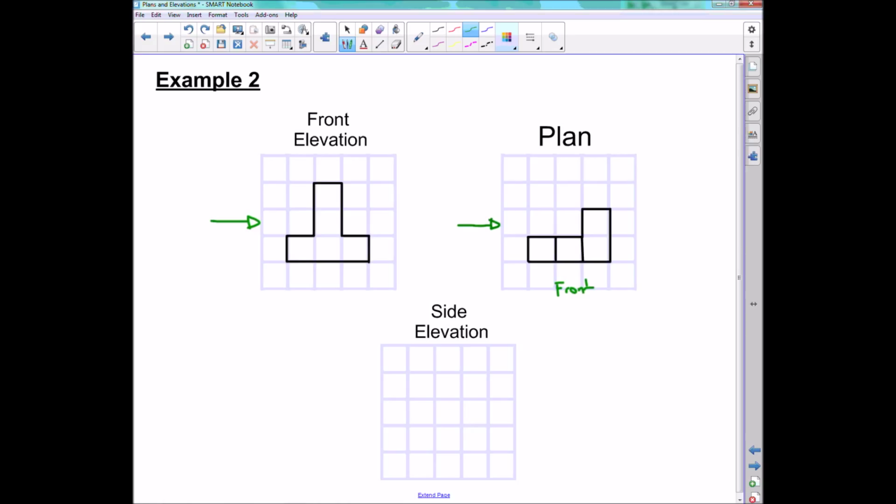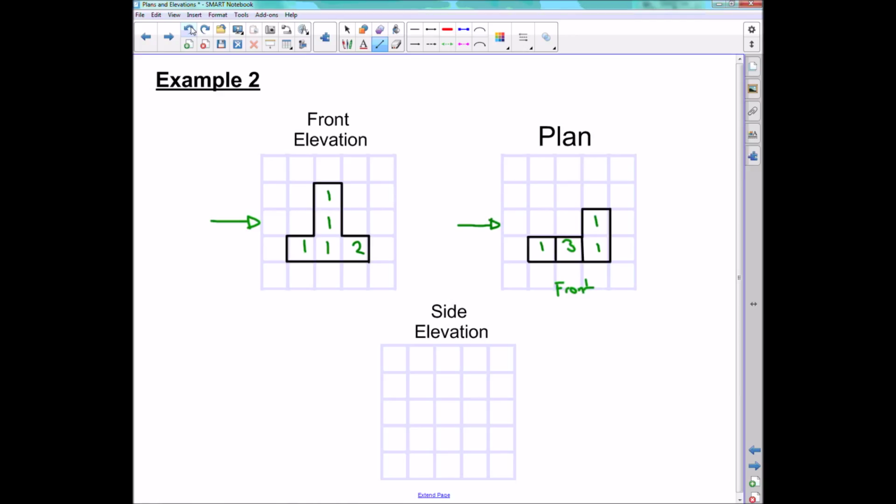So looking at this plan, we're going to have one block in each of these parts here, but we're going to have a tower of 3 in the middle here. Whereas on the front elevation, we're just going to have one block going back for all of those, but behind this block I've got another block after it.